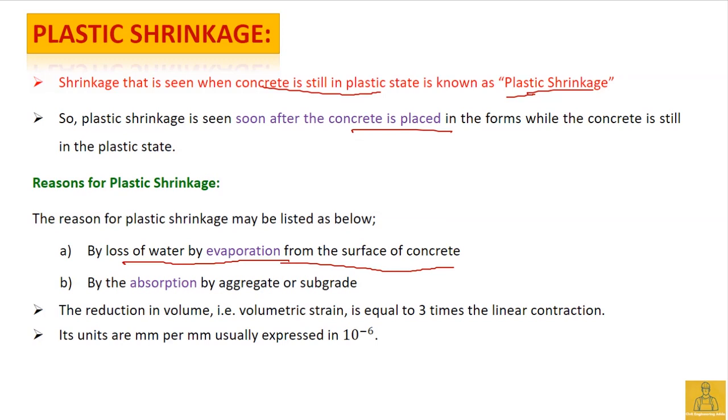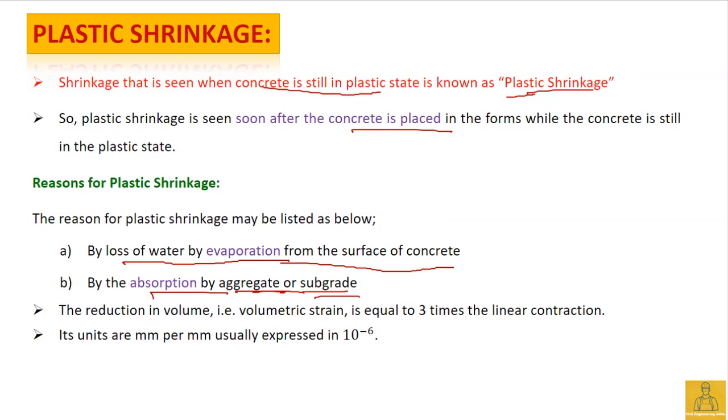The second thing is absorption of water by the aggregate or subgrade. The aggregate which you have used inside the concrete can absorb the water. So what does this lead to? This leads to shrinkage, because after absorbing water the aggregates are not going to bulge out like a balloon. They are going to stay the same, but the pores inside the aggregate are going to fill with water. So absorption of water by the aggregates is going to lead to volume shrinkage of the concrete.